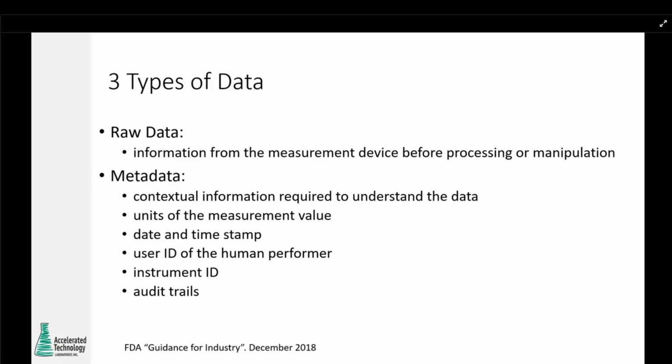Now let's take a look at the different types of data that can be generated. There's raw data that comes off an instrument before it's processed or undergoes any types of calculations. There's metadata, contextual information that's required to understand the data: units of measure, the date and time stamps, the user ID, the instrument ID, as well as audit trails.